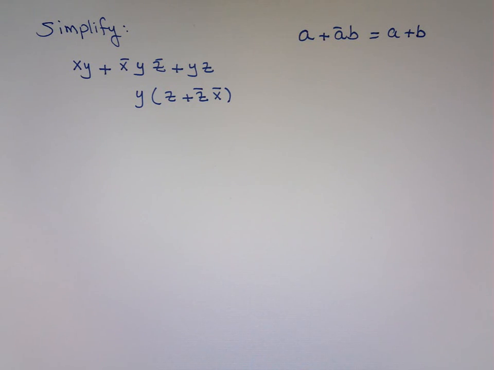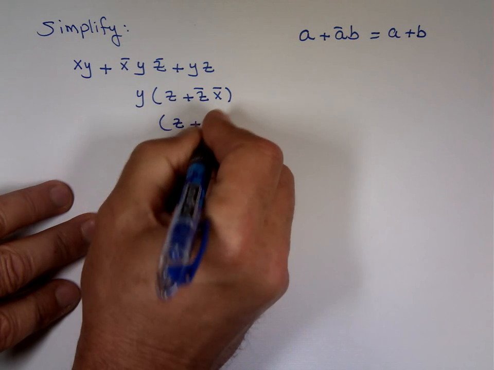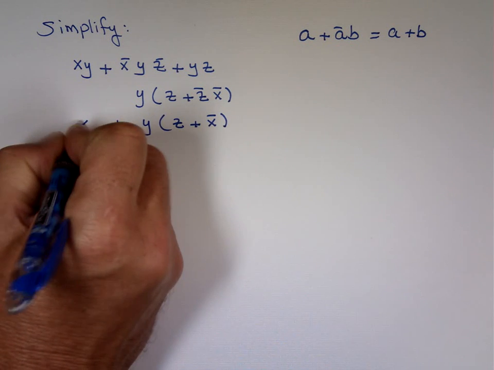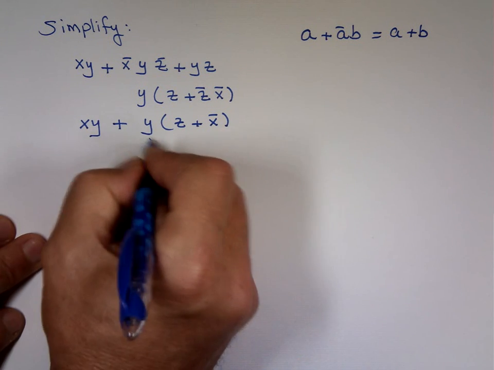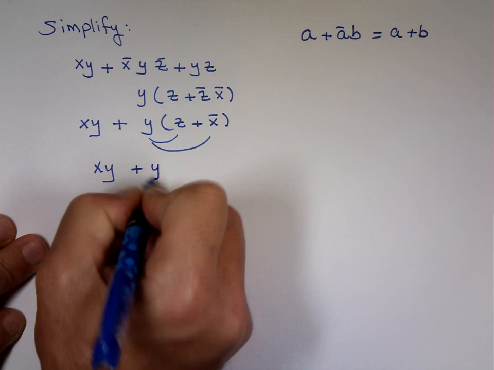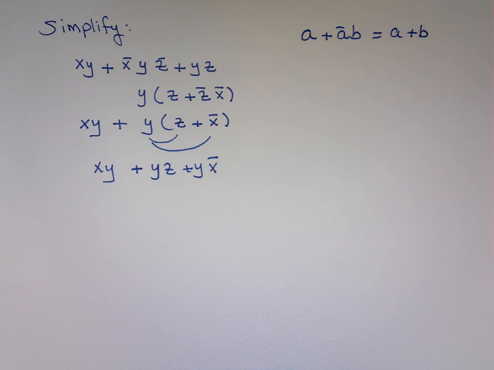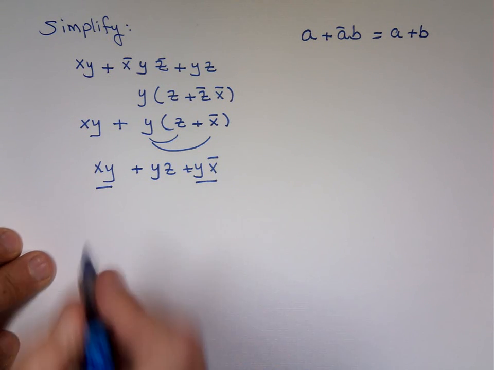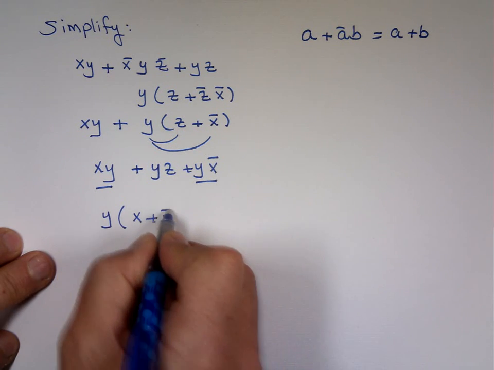Okay, so if I use that here, this should simplify to what? Z plus x bar times the y. Now if you distribute that again, now look at these two. What can you factor out? A y. If you take a y, what's left? X plus x bar.